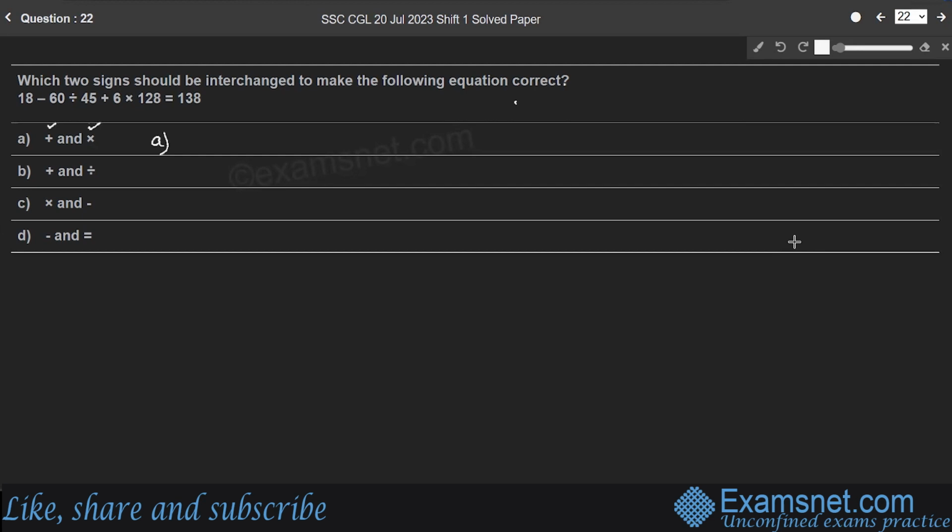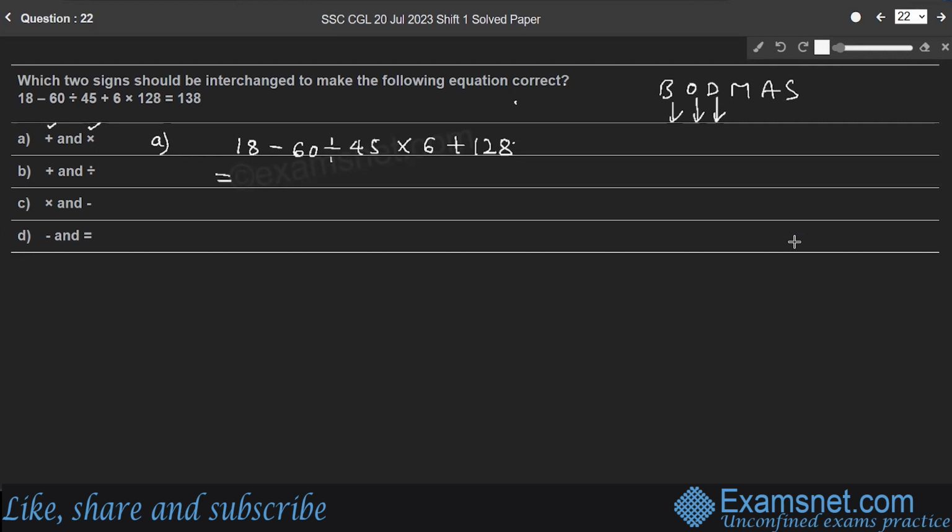So here plus and into, just interchange these two signs. 18 minus 60 divided by 45 into 6 plus 120 becomes 18 minus 60 divided by 45 into 6 plus 128, not 180, 128. Here students, we are following the BODMAS rule. There are no brackets to remove, no of part. Directly start with the division, right?